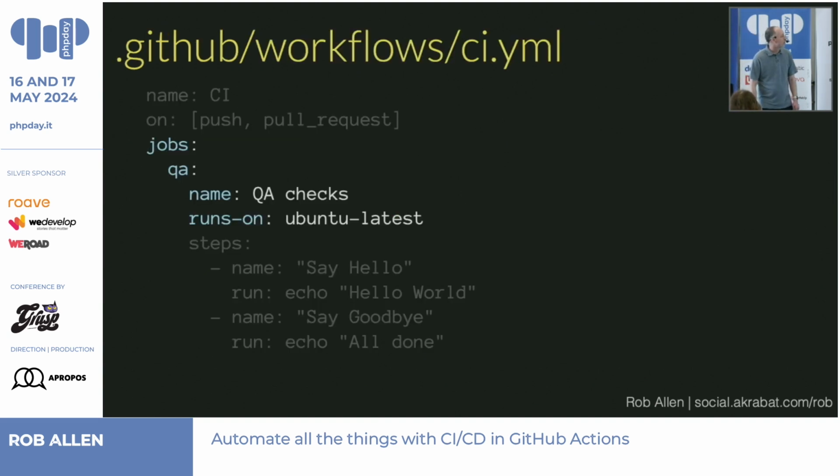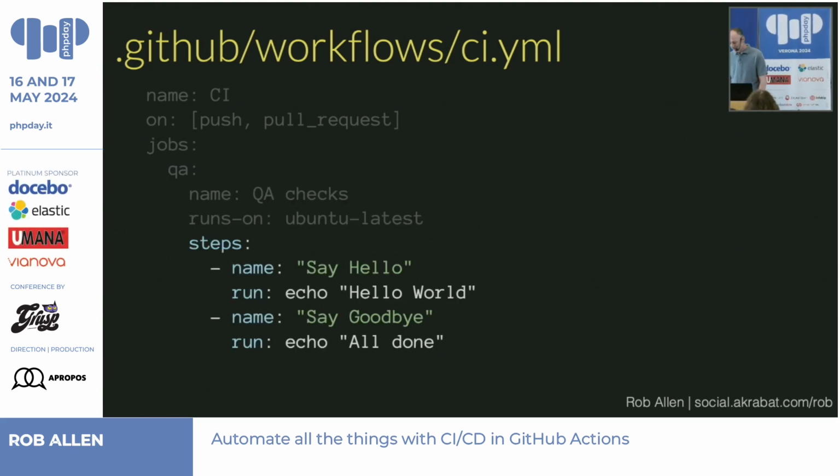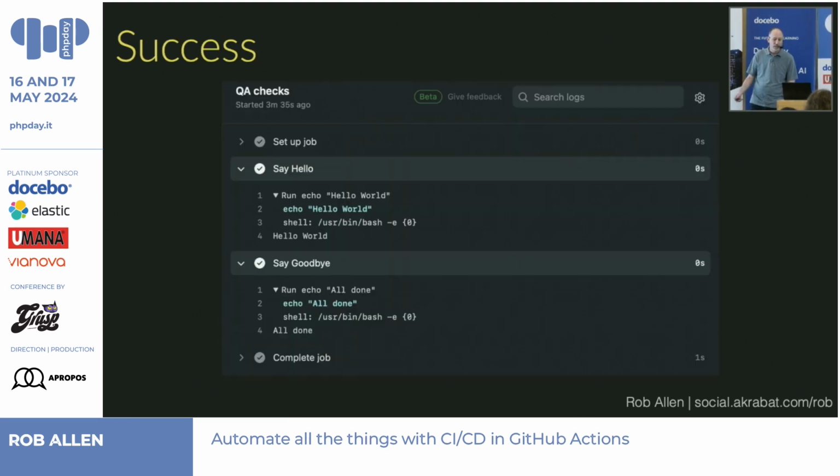Then you've got your list of things you want to get done. These are your jobs, your steps within your jobs. So this one has a name, it's a QHX. Where's it going to run? It's going to run on Ubuntu. You can also use Windows or Mac or something like that. And then you've got your steps. What do you want to get done? This is the world's simplest workflow. It has just 2 bash commands. Say hello and all done. And when you run it, you get this output.